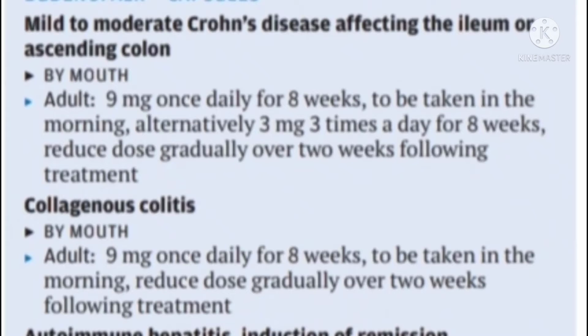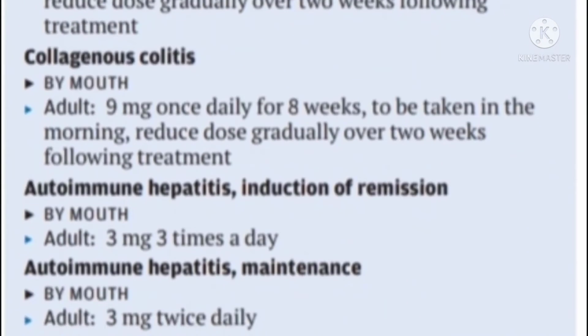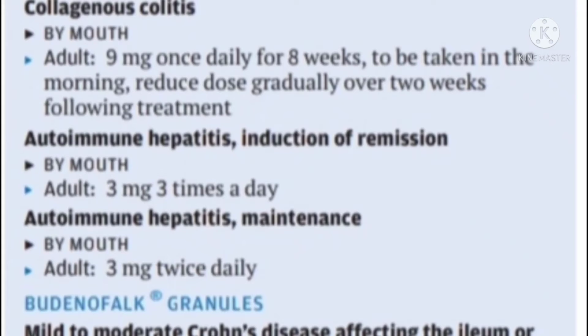In colitis, by mouth, the adult dose is 9 mg OD for 8 weeks, to be taken in the morning, or a reduced dose. Now in the treatment of autoimmune hepatitis, for the induction of remission and the maintenance therapy: in the induction of remission the adult oral dose is 3 mg 3 times daily, that means TDS, and for maintenance therapy 3 mg twice daily, that means BD.